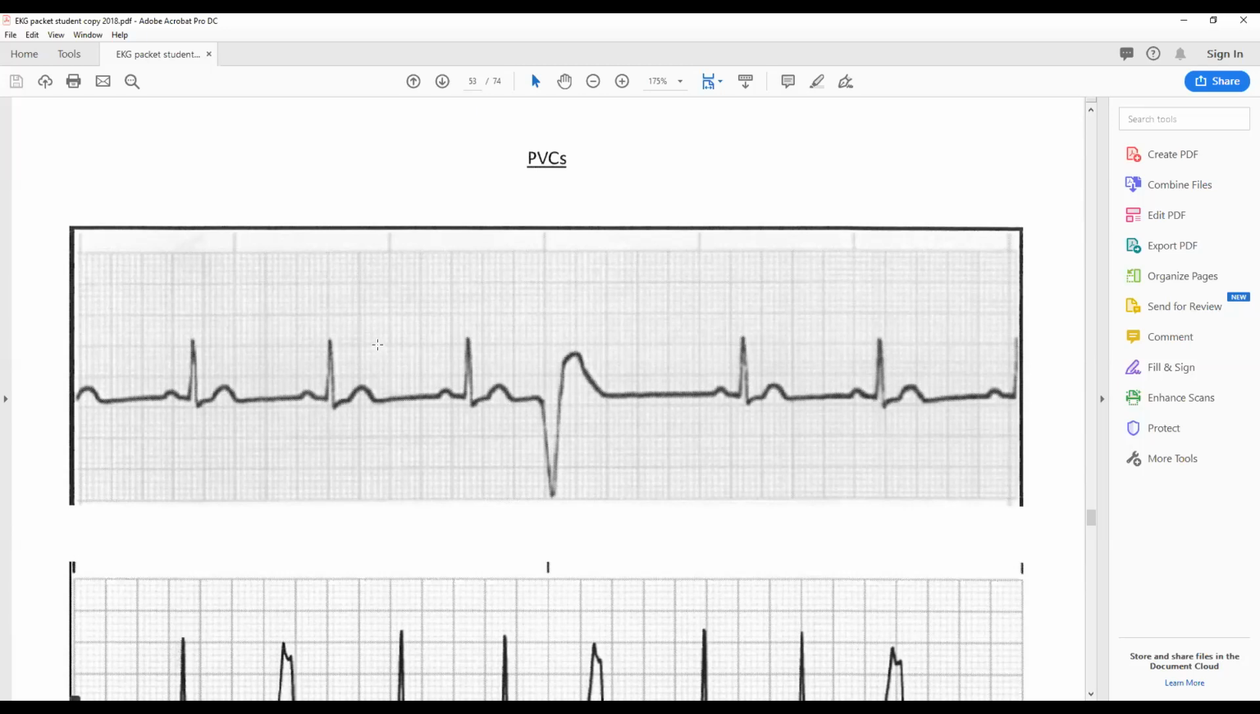If it's fast, I'd say sinus tachycardia with a PVC. So always tell me what the underlying rhythm is, and then just add on the with a PVC. All right, so that's it, and look forward to the next recording.